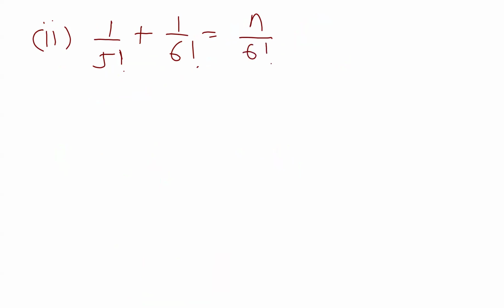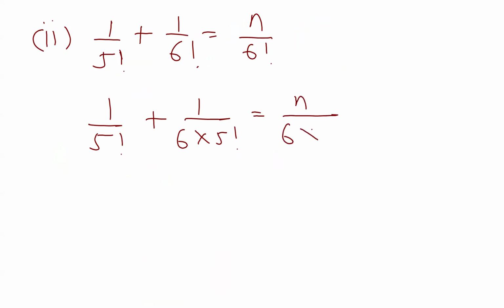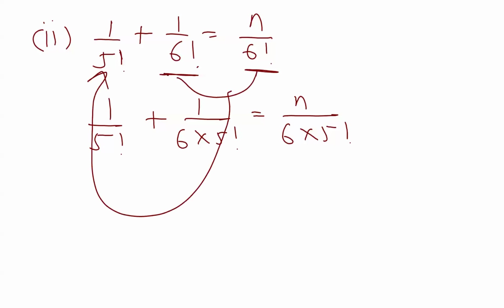Next one. Sub question 2. 1 upon 5 factorial plus 1 upon 6 factorial equals n upon 6 factorial. We need to find the value of n. So 1 upon 5 factorial, 1 upon 6 into 5 factorial, n upon 6 into 5 factorial. We are reducing both 6 factorials to 5 factorial.